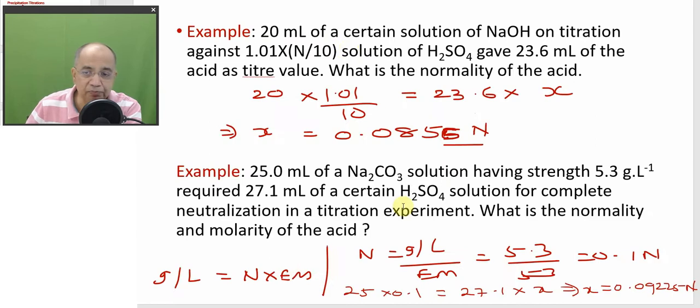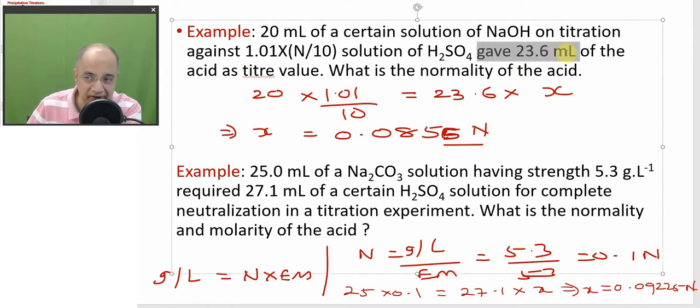So let's take up a problem on titration. V1N1 is equal to V2N2. That is the slogan in titration experiment. The equivalents are same. Number of equivalents are same. 20 milliliters of certain solution of NaOH on titration against this solution of sulfuric acid gave 23.6 milliliter of the acid as titer value. So this is from the burette readings.